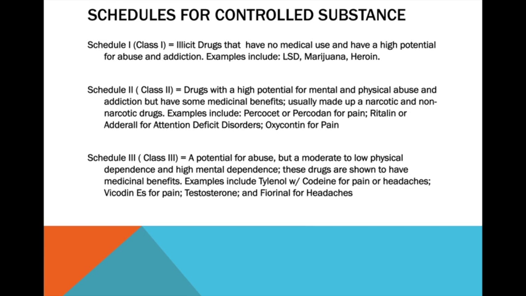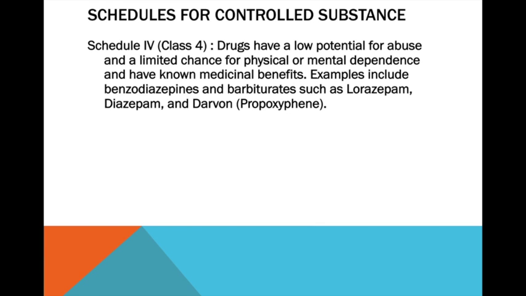Schedule 3 or Class 3 drugs have the potential for abuse, but a moderate to low physical dependence and a high mental dependence. These drugs are shown to have medicinal benefits. Examples include Tylenol with codeine for pains and headaches, Vicodin ES for pain, testosterone, and Fiorinal for headaches. Schedule 4 or Class 4 drugs have a low potential for abuse and a limited chance for physical and mental dependence and have known medicinal benefits. Examples include benzodiazepines and barbiturates, such as lorazepam, diazepam, and Darvon, or propoxyphene.